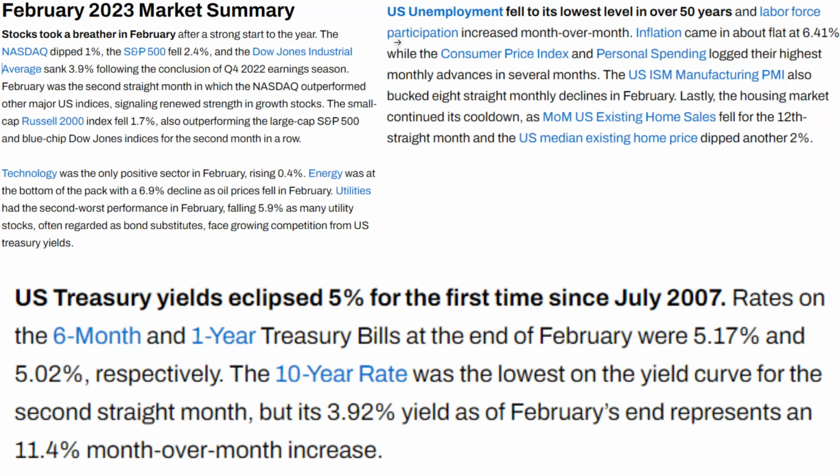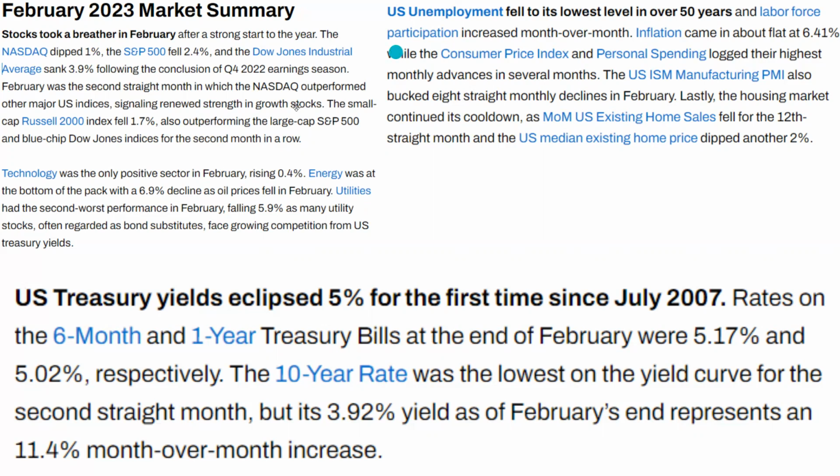And U.S. Treasury yields eclipsed 5% for the first time since July of 2007. Rates on the 6-month and 1-year Treasury bills at the end of February were 5.17% and 5.02%, respectively. The 10-year rate was the lowest on the yield curve for the second straight month, but its 3.92% yield as of February's end represents an 11.4% month-over-month increase.